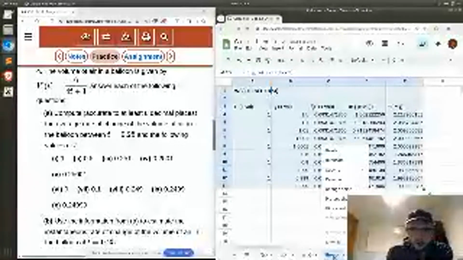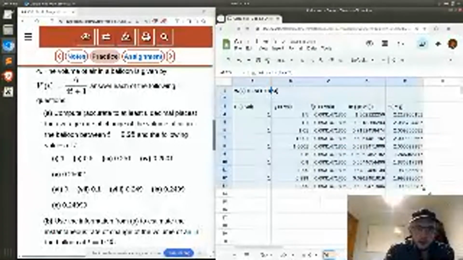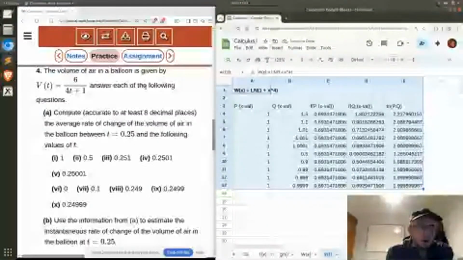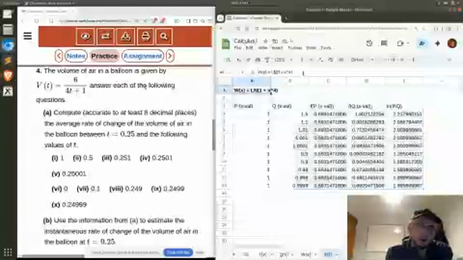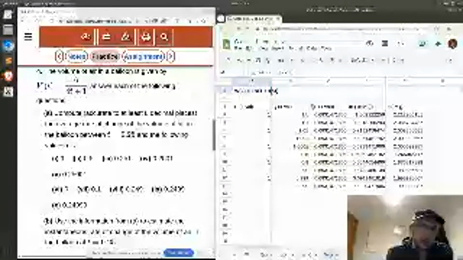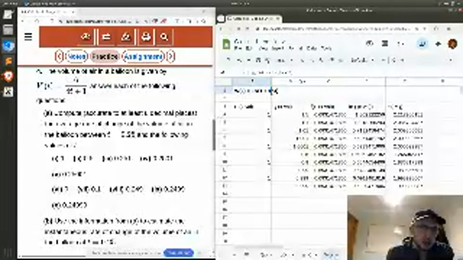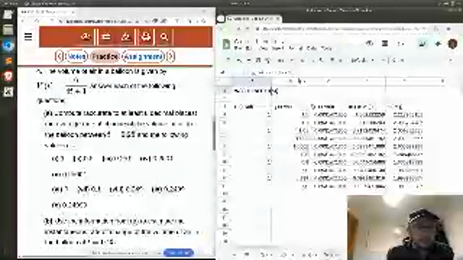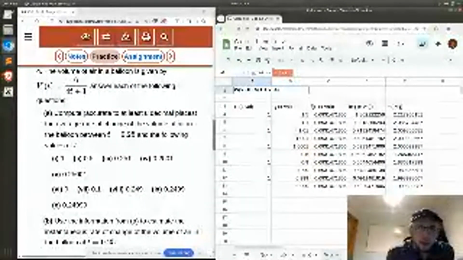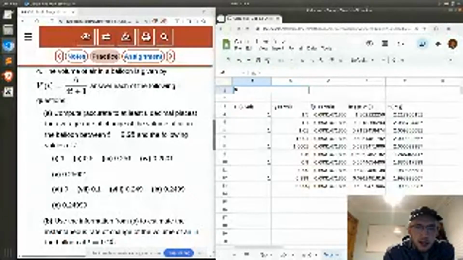We should title this V of t. Volume of air in a balloon is given by V of t. So does this function actually make any sense? As time progresses, somehow it's what? We actually don't even know what t actually is, but okay, as time progresses, yes, it would be 6. Well, it would work like that, I think.